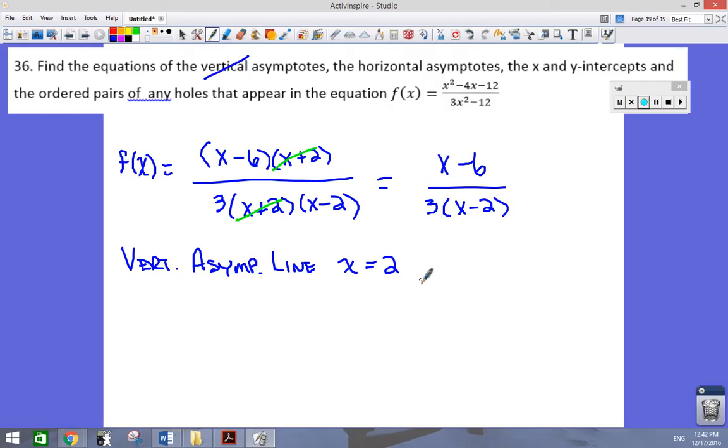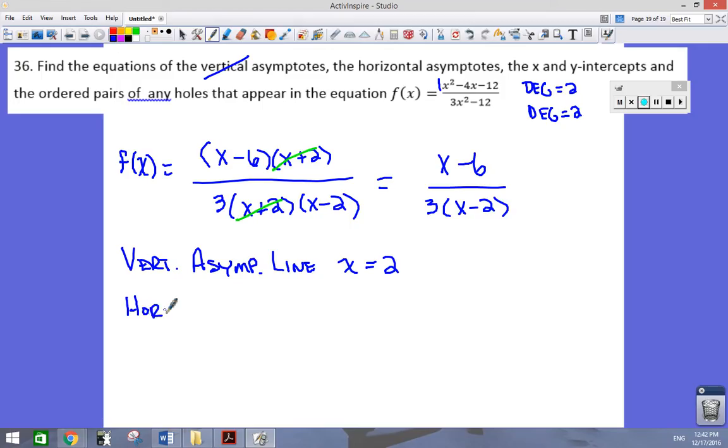Now, for the horizontal asymptotes, we compare the degree of the numerator against the degree of the denominator. And actually, I'm going to go back to where before we factored it, and it's easy for me to see that the degree, I can see it here as well, but the degree of the numerator is 2, and the degree of the denominator is 2. And when I have the degrees that are equal, the horizontal asymptote is a ratio of the leading coefficients.